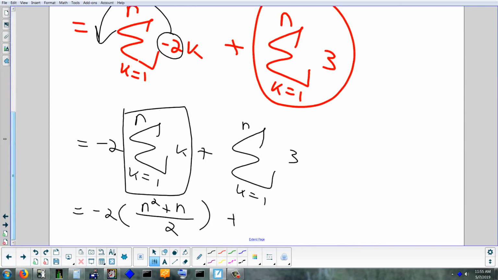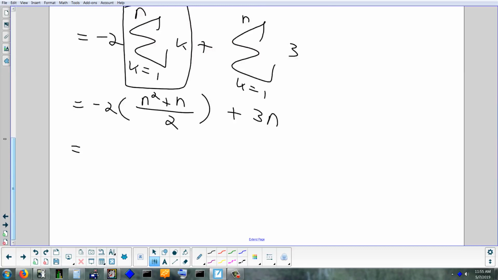Okay. And then plus, how about the sum from k equals 1 to n of 3? What is it? Cn. And what's our c in this case? 3. So plus 3n. Okay. So now we just got to combine like terms, simplify what we can, and we're good.